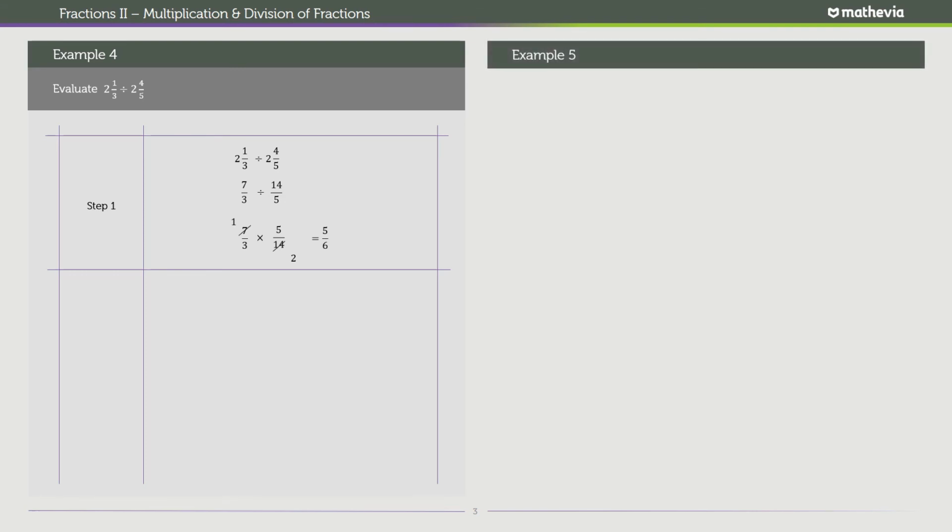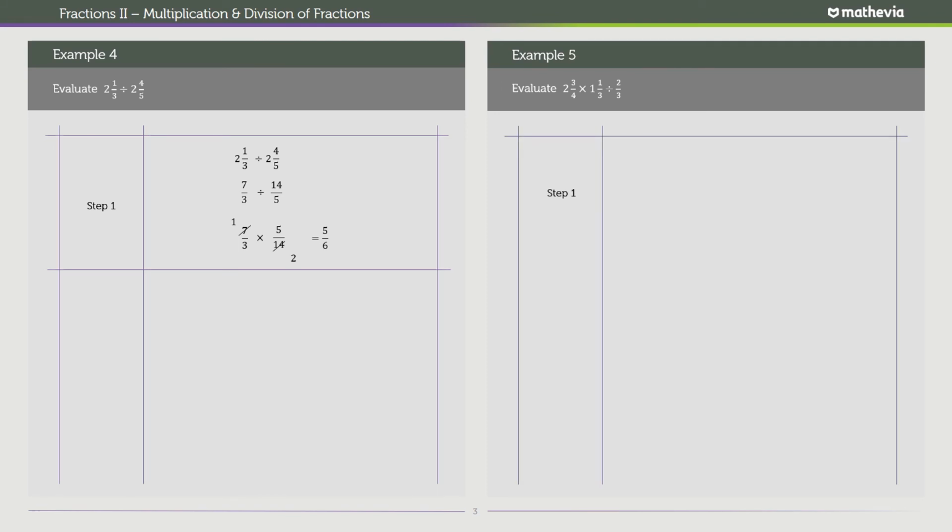Now, final example, example 5. We have mixed numbers here, and we have a mix of multiplication and division. It looks complicated, but it's just as easy, just as simple. Let's go ahead and do this. We have 2 and 3 over 4 times 1 and 1 over 3 divided by 2 over 3. First, we want to convert to improper fractions. So we have 11 over 4 times 4 over 3 divided by 2 over 3.